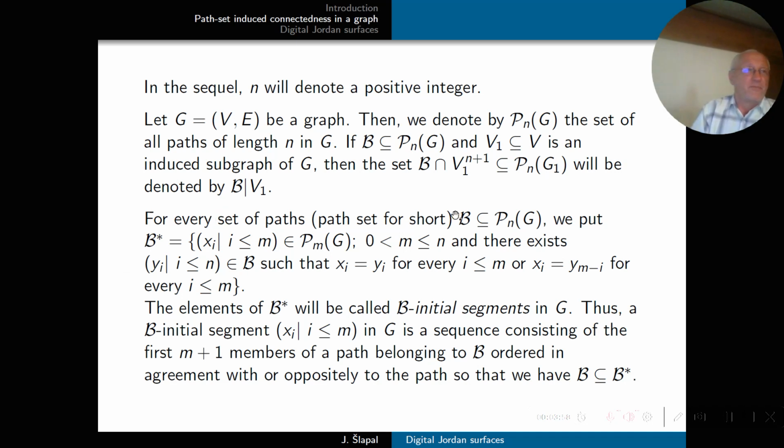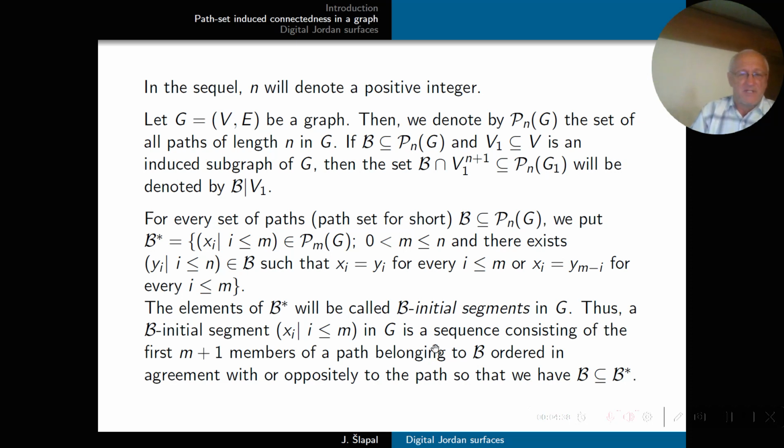Another important concept or notation is this B star. If we have a set B of paths of length n, then B star will be the set of all initial segments. What are initial segments? Initial segments are in fact finite sequences of vertices which are initial parts of a path from B, but may be oriented according to the orientation of this path, or just conversely. You see here the exact definition.